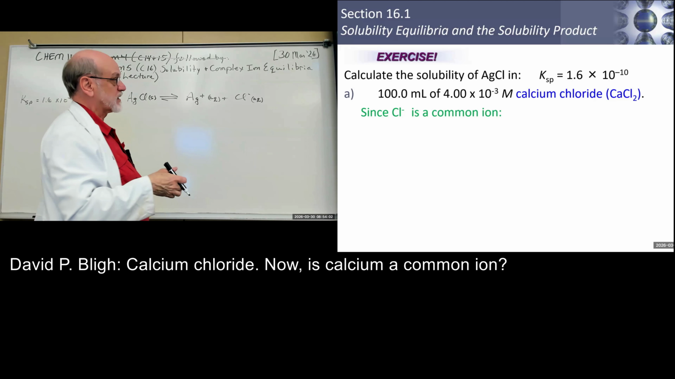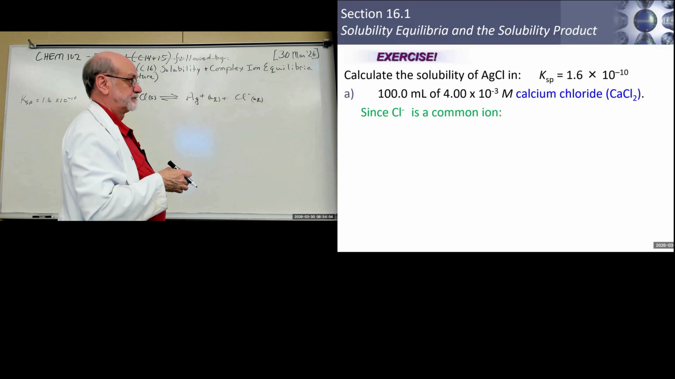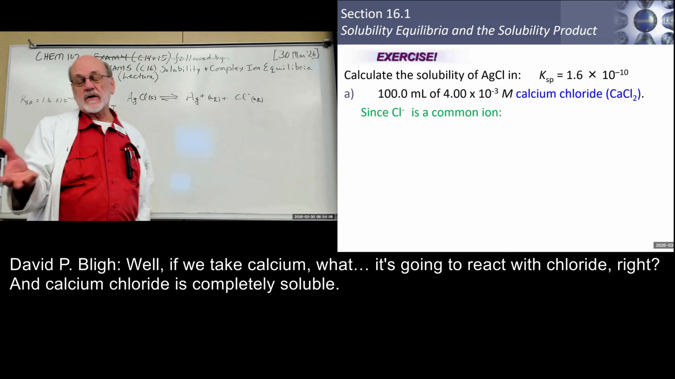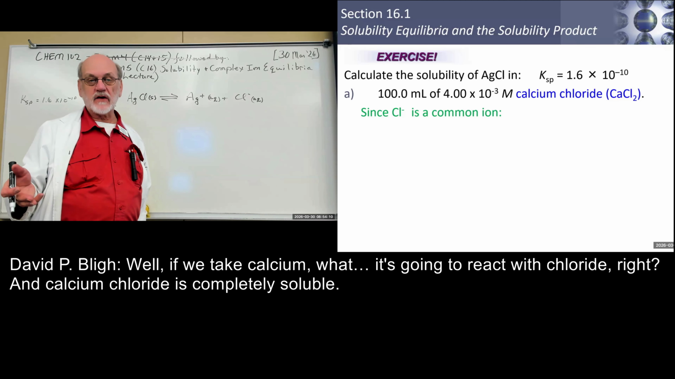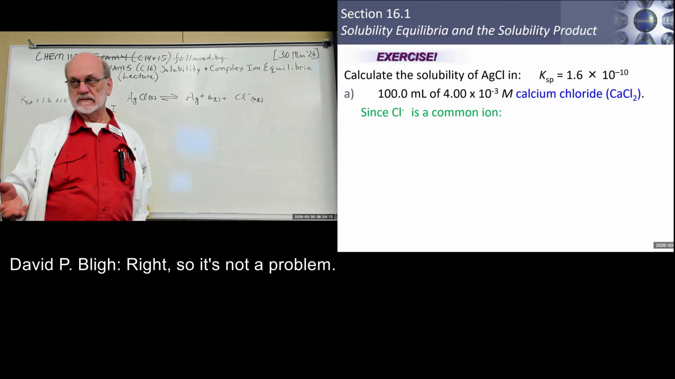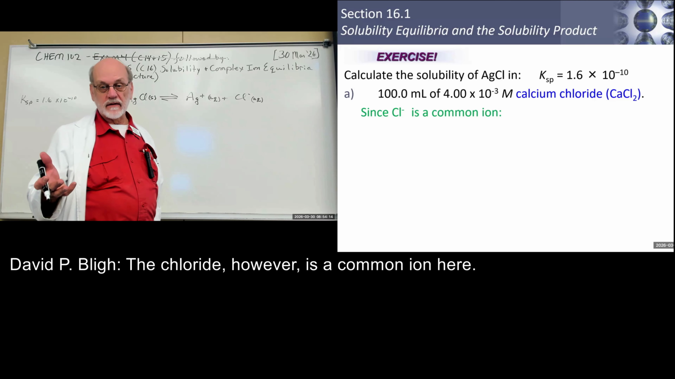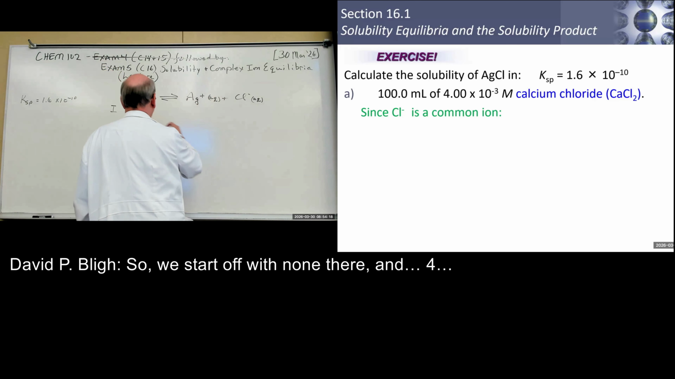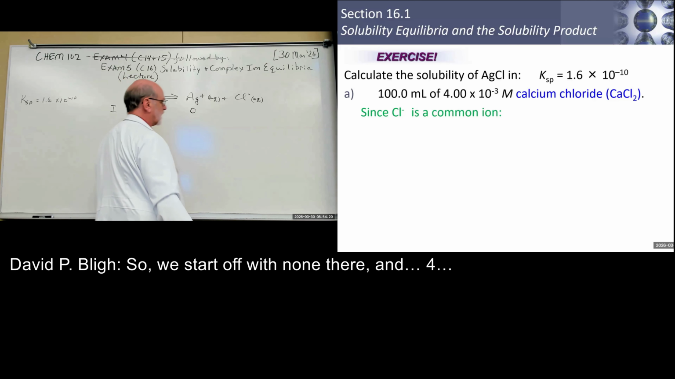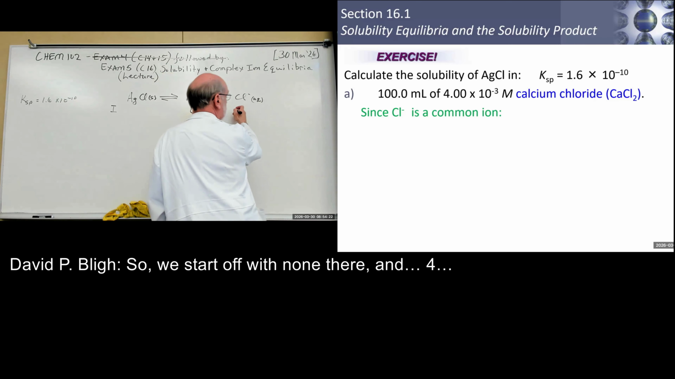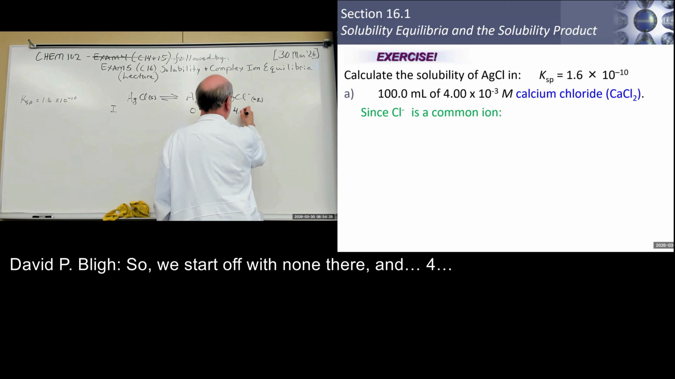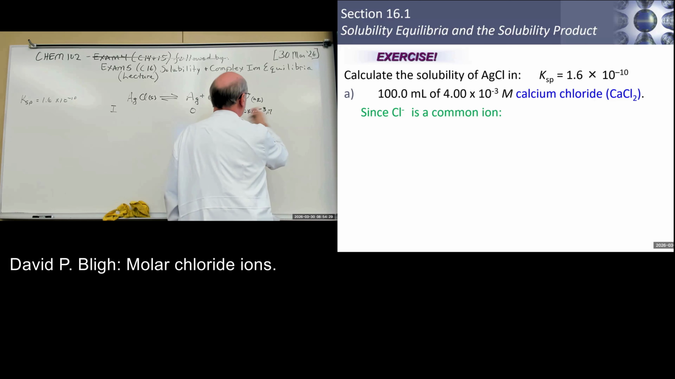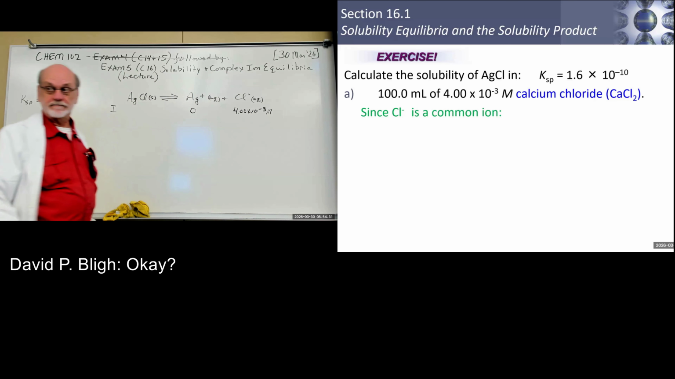Now, is calcium a common ion? Well, if we take calcium, it's going to react with chloride, right? And calcium chloride is completely soluble, right? So it's not a problem. The chloride, however, is a common ion here. So we start off with none there, and 4 times 10 to the minus 3 molar chloride ions.